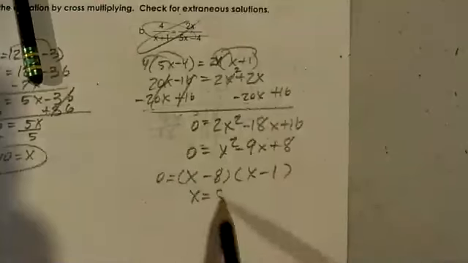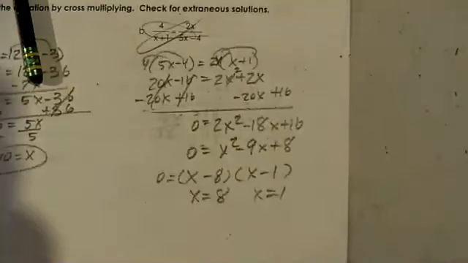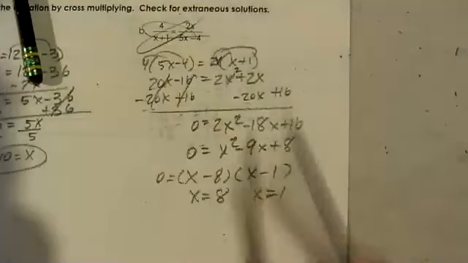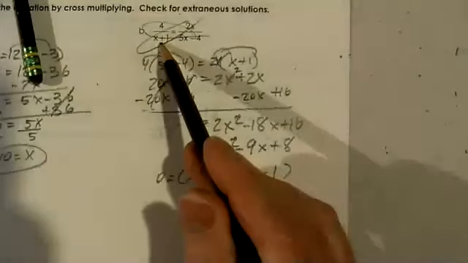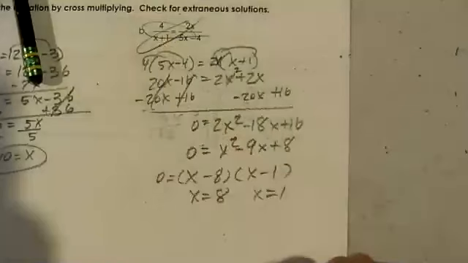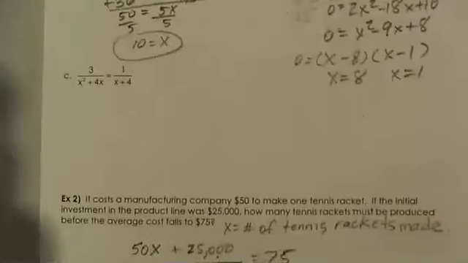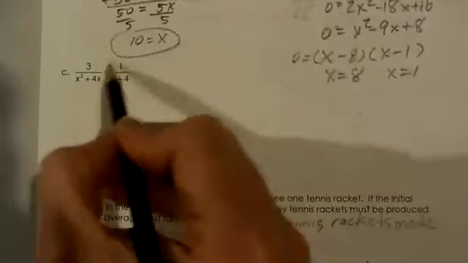So you get x equals 8 and x equals 1. Neither of those answers give you an extraneous solution. When you plug those numbers in, 1 plus 1 is 2. That's not 0. -1 would give us an extraneous, but we don't have -1. We have +1 and 8. 8's good also. Last one.